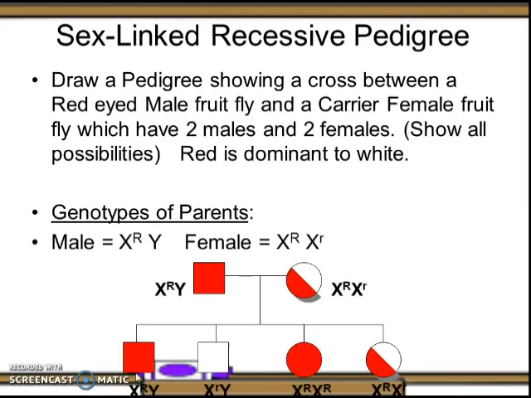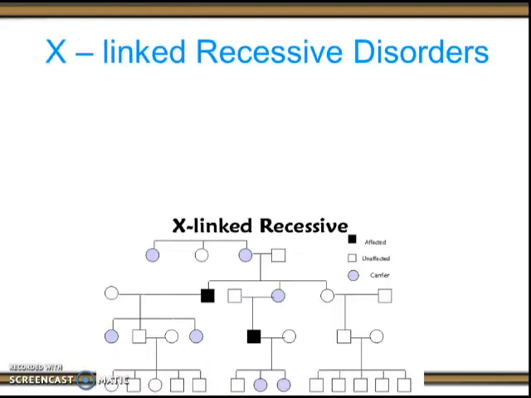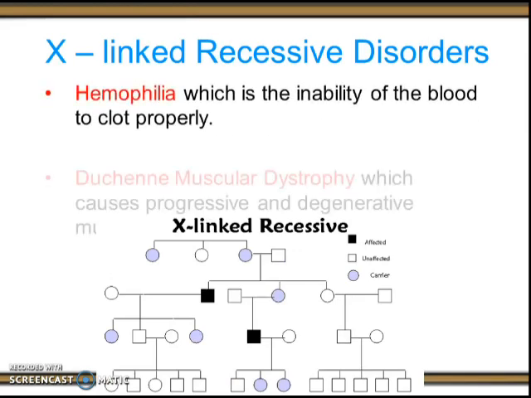50% red-eyed male fruit fly, 50% white-eyed male fruit fly, 50% red-eyed female fruit fly, and 50% carrier female fruit fly. In X-linked recessive inheritance, affected males will transmit the allele to all the daughters, but not to sons, and homozygous recessive females can arise only from matings in which the father is affected and the mother is affected or a carrier. This pedigree shows the X-linked recessive disorders such as hemophilia and Duchenne muscular dystrophy.